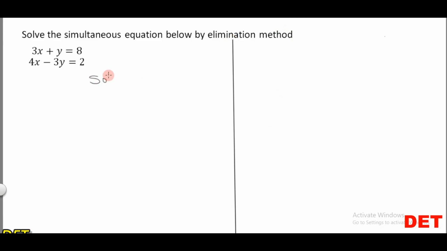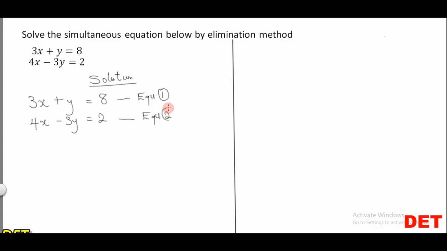So let's put our solution here. The first equation is 3x plus y is equal to 8, and the second equation is 4x minus 3y is equal to 2. I would name this equation 1, and I would name this equation 2.